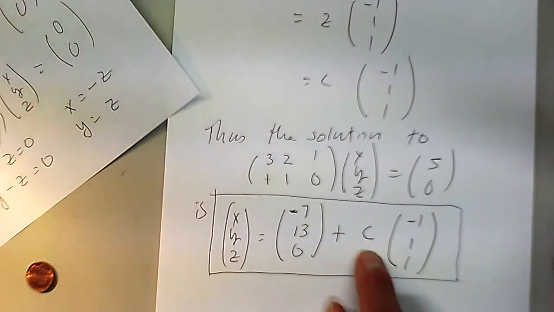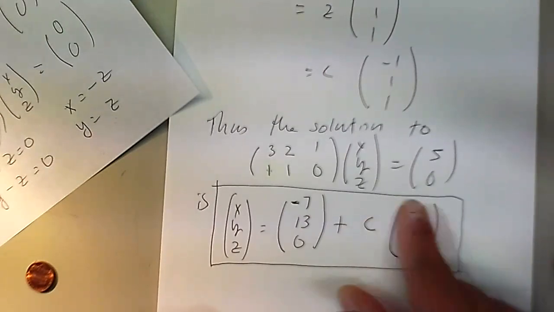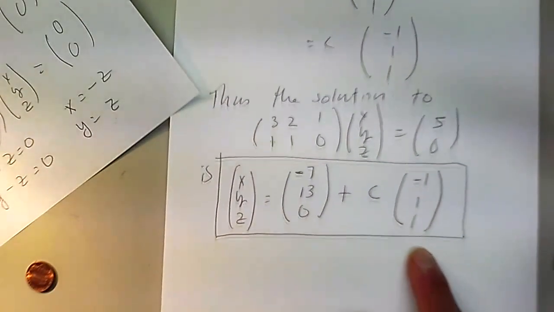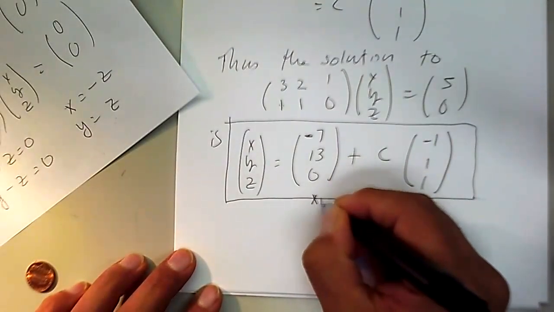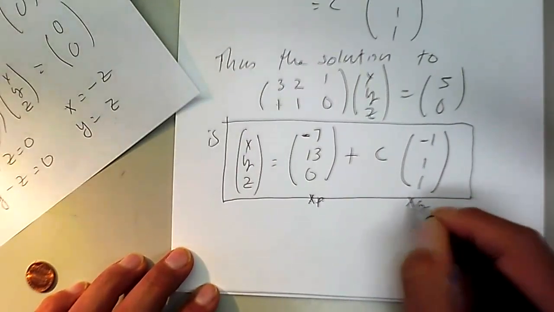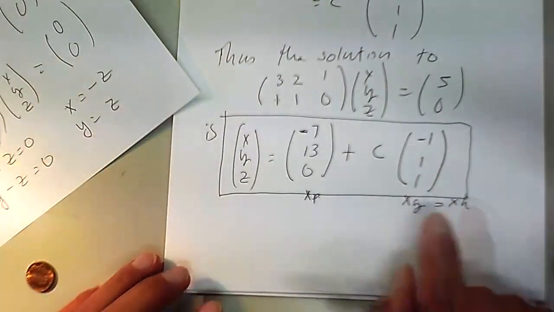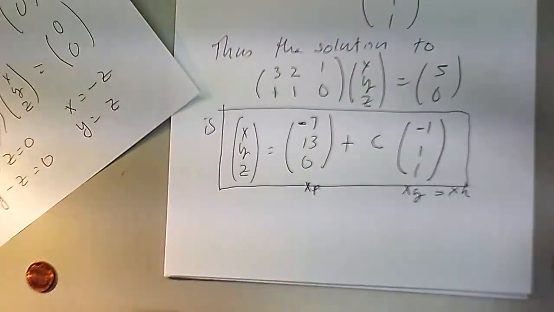So we have a constant, just like in calculus. The constant has to be multiplied with a vector, though. So this is many, many vectors. If the constant is 2, we get a solution. If the constant is 3, we get another solution. And by the way, this is oftentimes labeled as XP for particular solution, and then XG for general solution, or XH for homogeneous solution. It depends on what textbook we may be using.